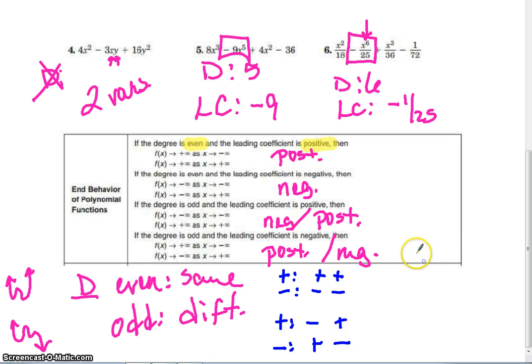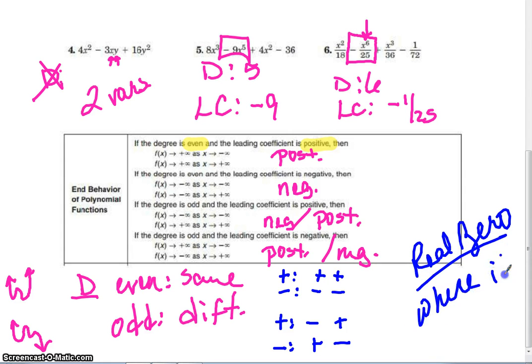One more thing you need to be aware of, you might want to write down, a real zero, okay? This is talking about where it crosses the x-axis. A real zero is where it crosses the x-axis. Just write that down because you're going to use that later too. Maybe it'll make more sense when we actually look at some problems, so let's go to the next page.